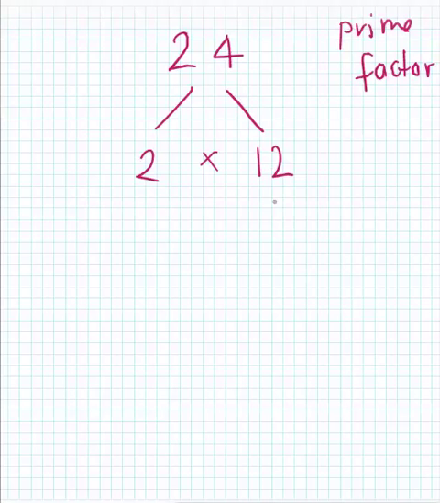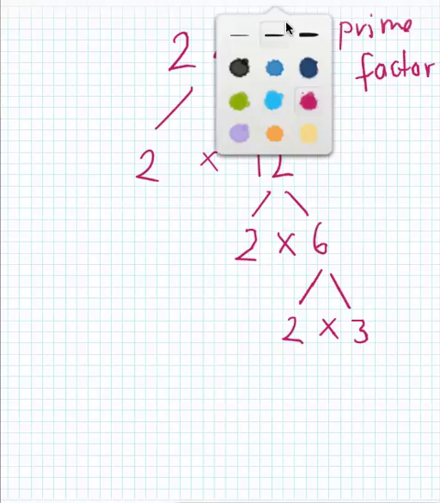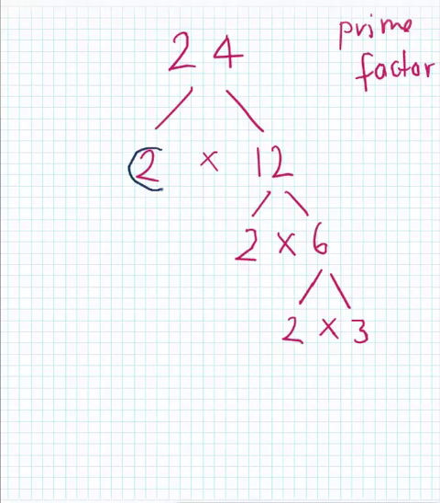12 is a composite number because it has more than 1 and itself as factors. And I know that 2 times 6 gives me 12. I stop at 2 here because 2 is a prime number. But 6 isn't because I know that 2 times 3 is 6. Now check, is 2 a prime number? Yes. Is 3 a prime number? Well, 1 times 3 is 3 and nothing else can give me 3. So I have finished my factor tree. And now I'm going to circle all of my prime numbers. I've got 2, 2, 2, three 2s, and a 3.